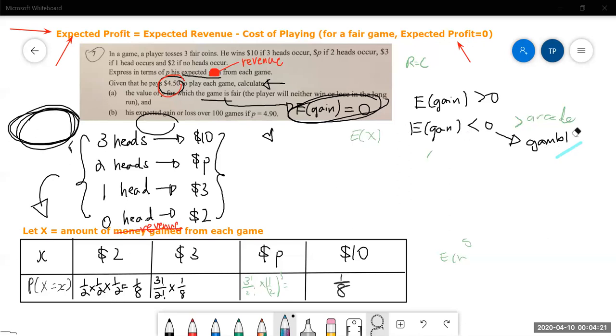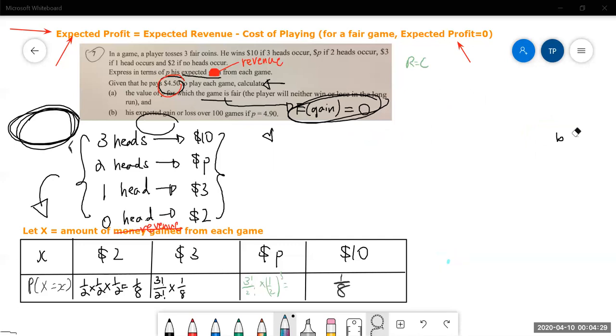Okay. Yeah. Okay, last question. Okay, his expected gain or loss over 100 games, if P is equal to 490. So what does this mean? So we are going to play this game 100 times. But the probability will always be the same? Yeah, it will always be the same. So basically we just need to times 100. But then we have to use P as 490 in this case.